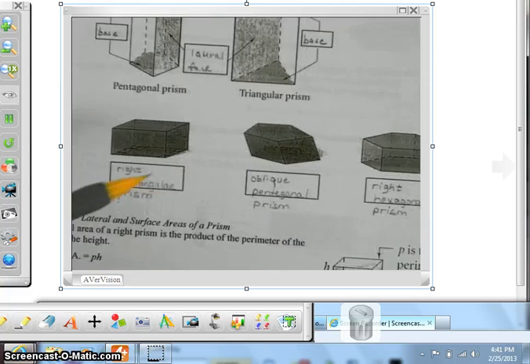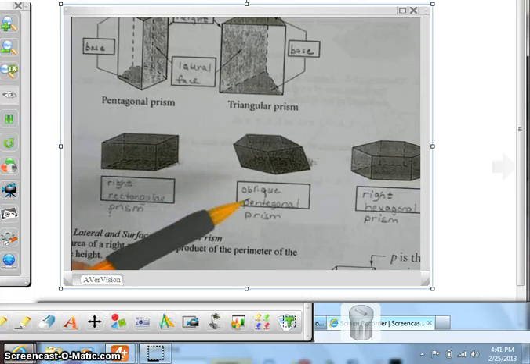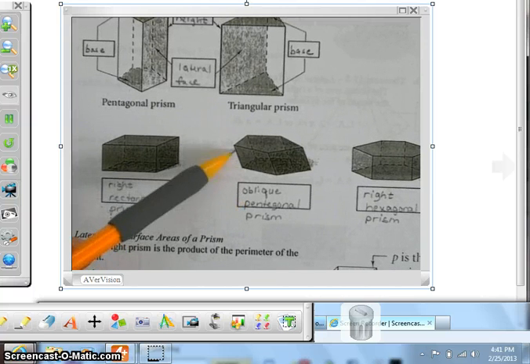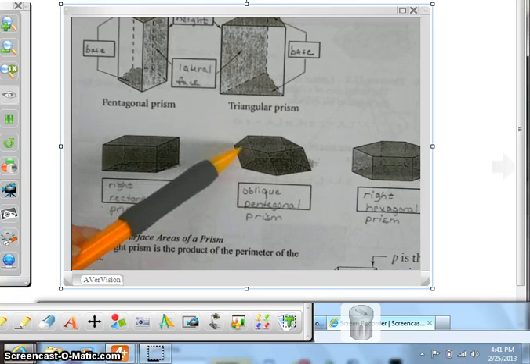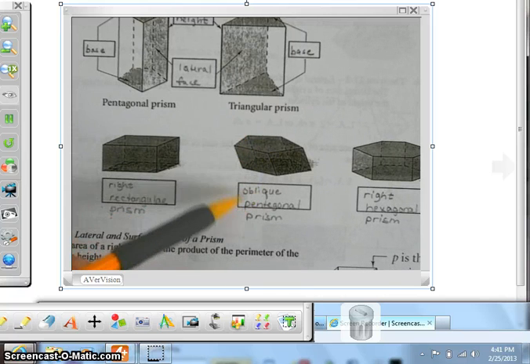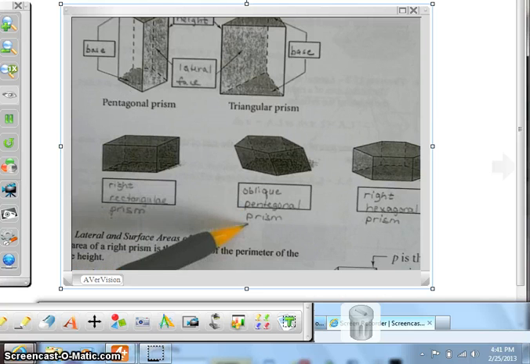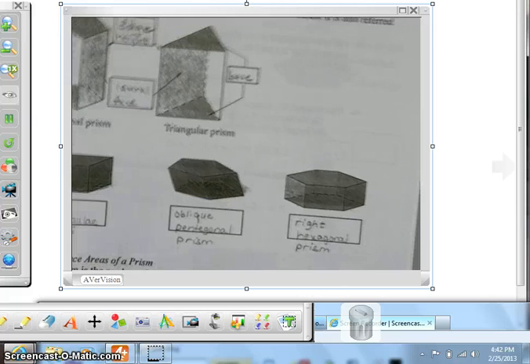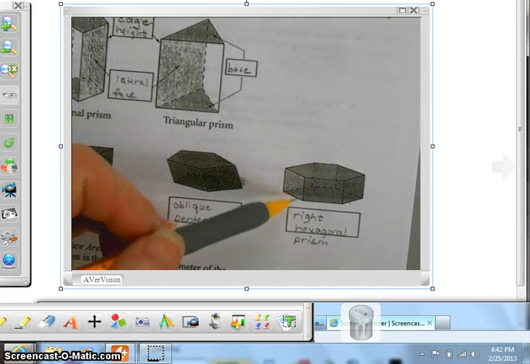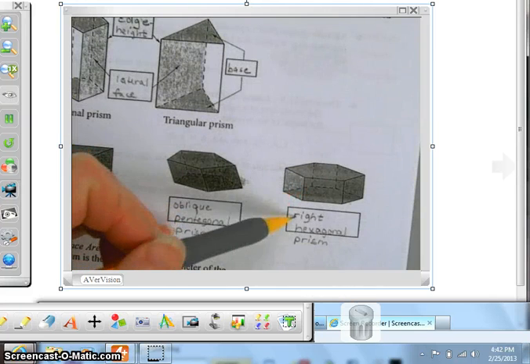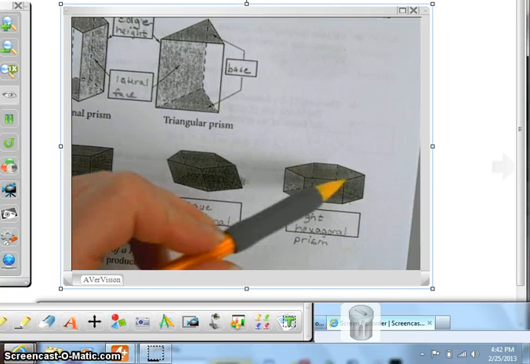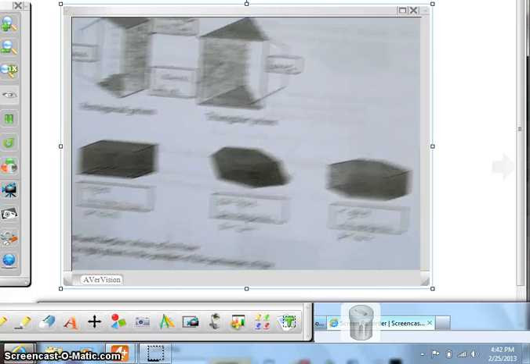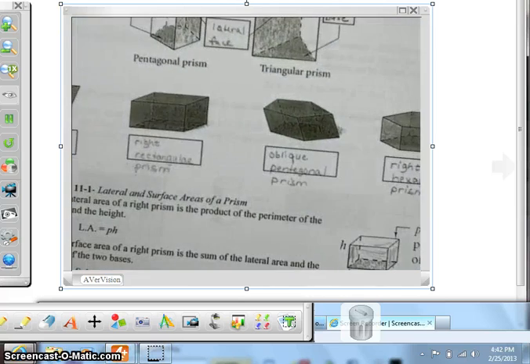The third one is oblique because it's not a right angle here, it's slanted, and the base is a pentagon, 5 sides, so it's an oblique pentagonal prism. The last one is right. It's standing straight up, so it's a right. The base is a hexagon, 6 sides, so it's a right hexagonal prism. So those are the types of prisms that you have.